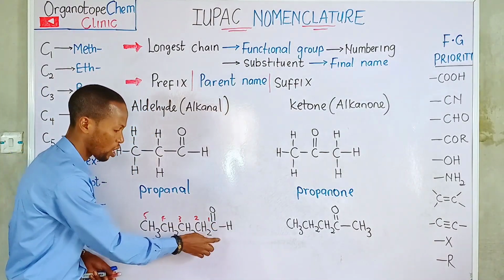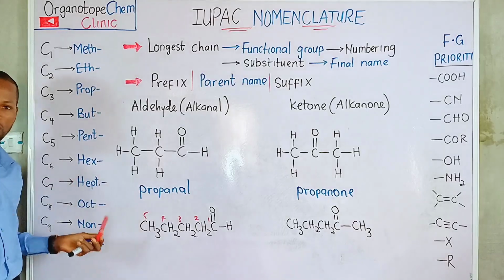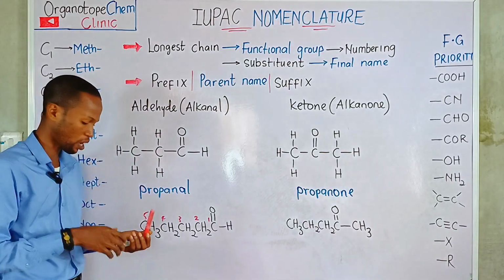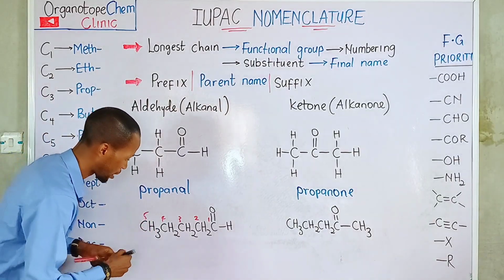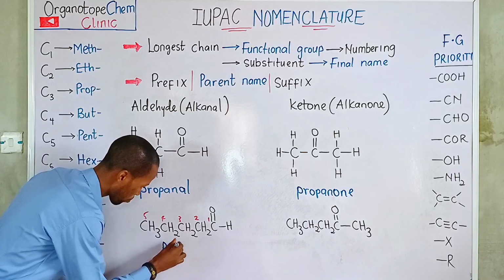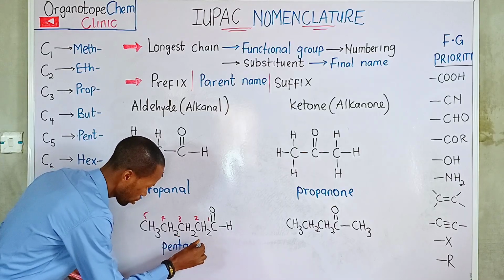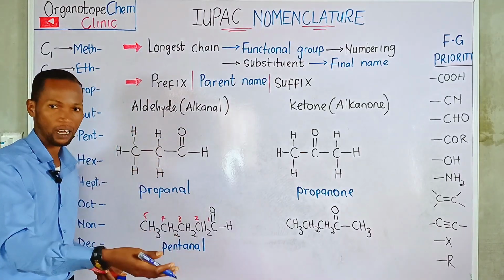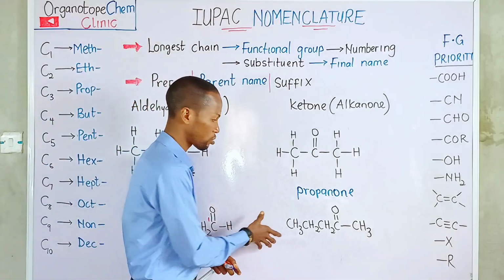For 5 carbon atoms, we have pent. What is the IUPAC name? That's right, we have what? Pentanal. Pentanal, not pentan-1-al.